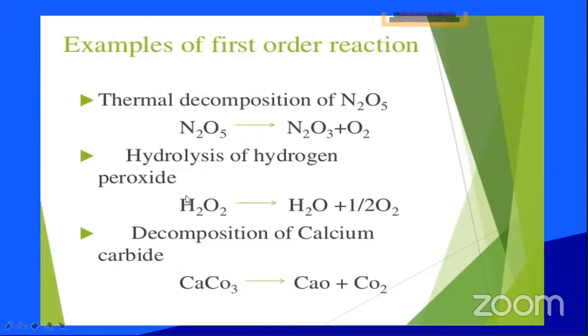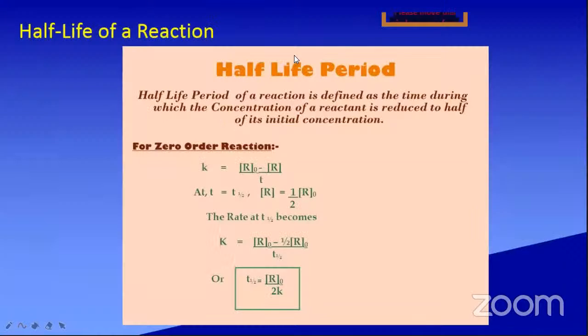Similarly, decomposition of hydrogen peroxide, H2O2, into water plus half O2, oxygen gas. And the third one, decomposition of calcium carbonate: CaCO3 on heating forms calcium oxide along with carbon dioxide gas. So these three are the examples for the first order reaction. In these three, the rate depends upon the initial concentration of the reactants, so they come under first order reaction.